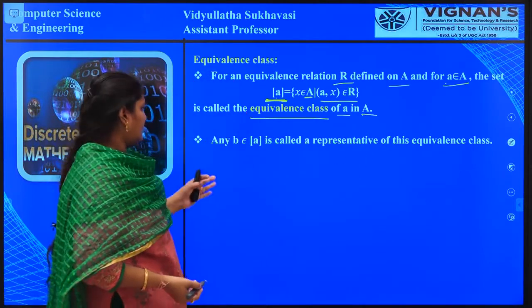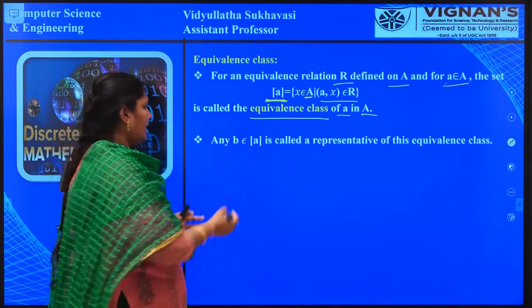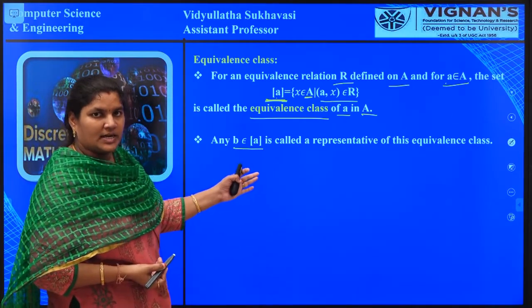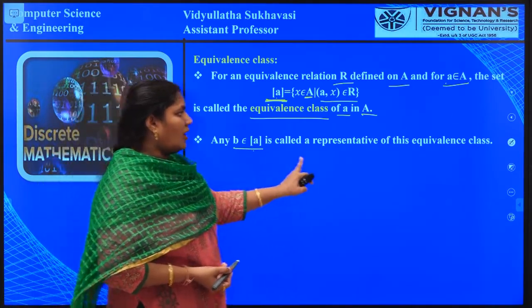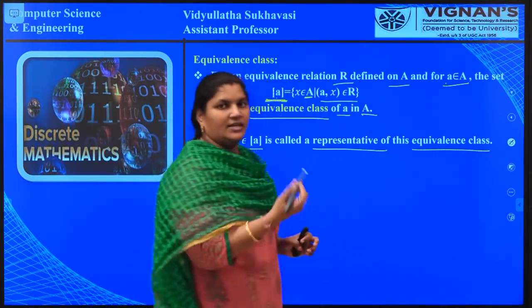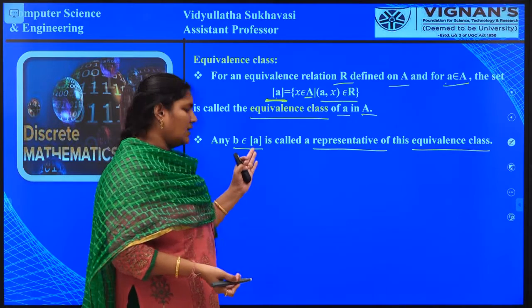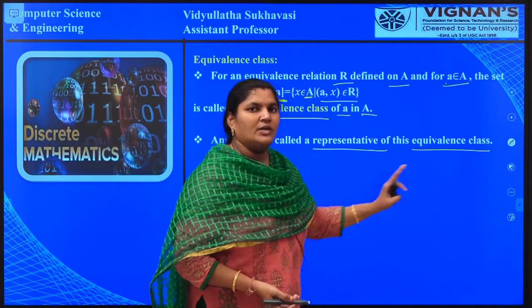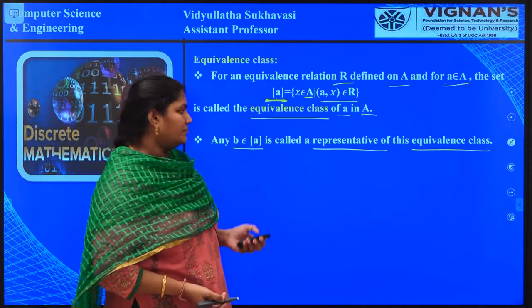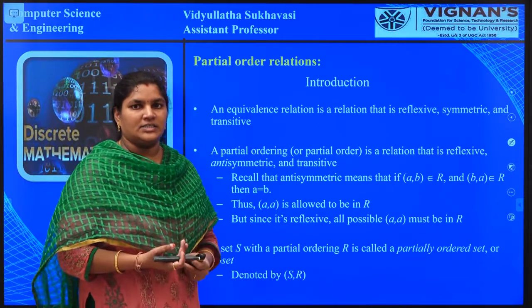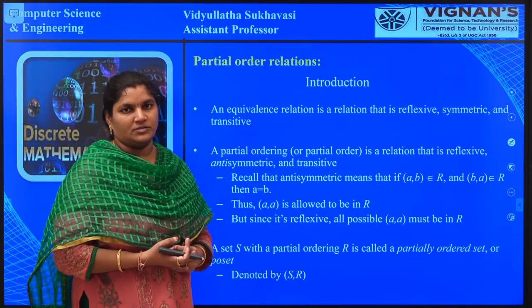Next, see the other definition. If any b belongs to the equivalence class of a, it is called a representative of this equivalence class. So any other element which is present in this equivalence class, we will call it a representative of the equivalence class. Okay. So now see the next concept, that is partial order relation.